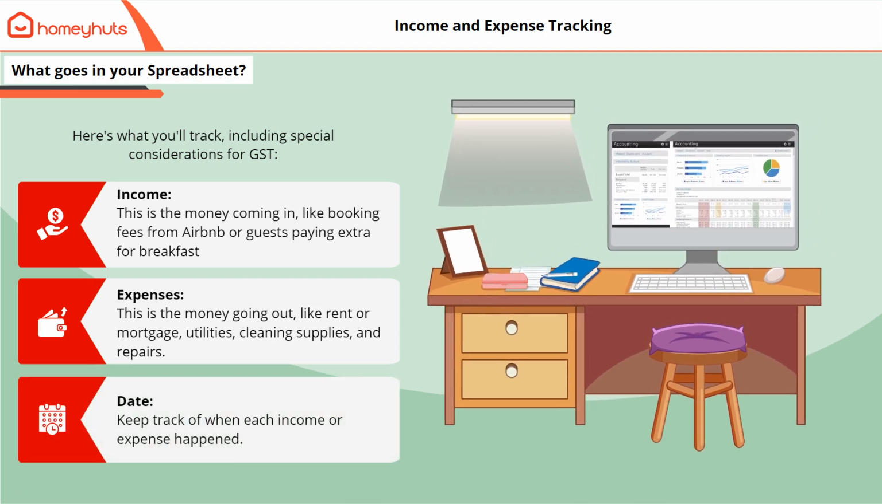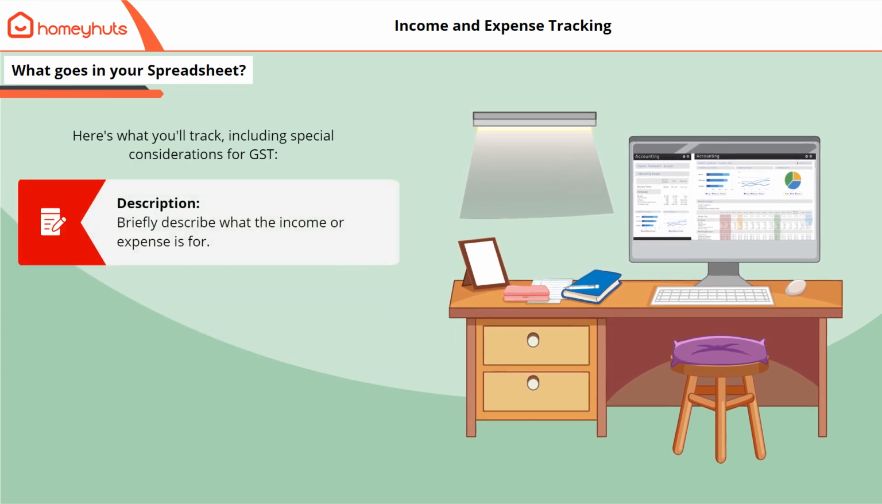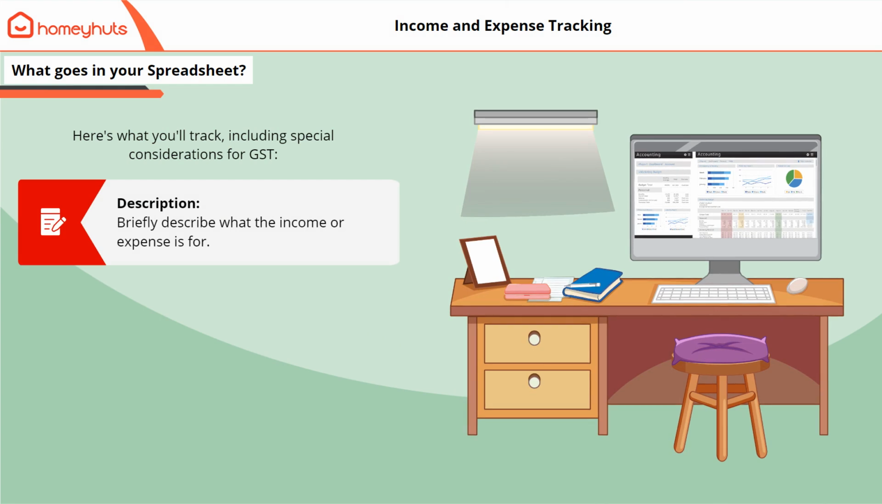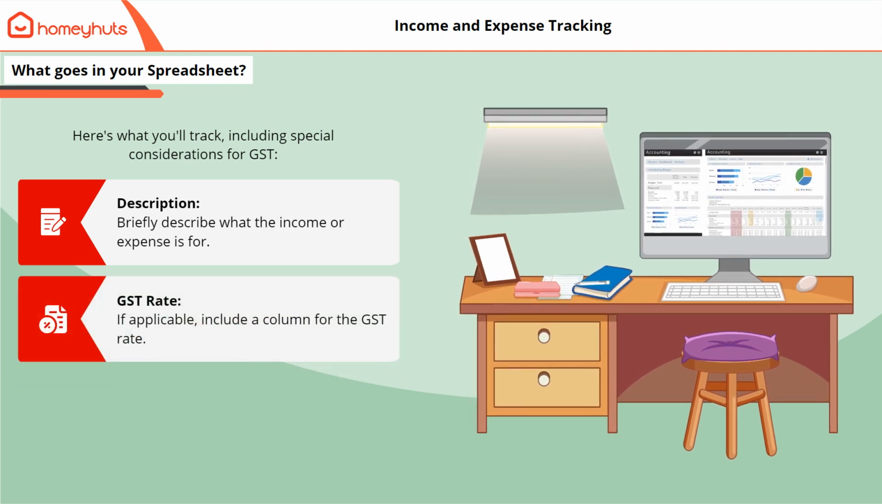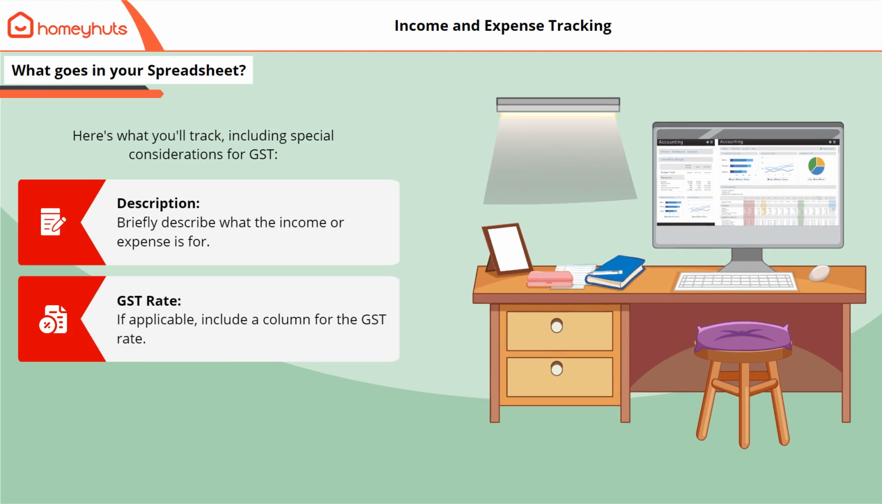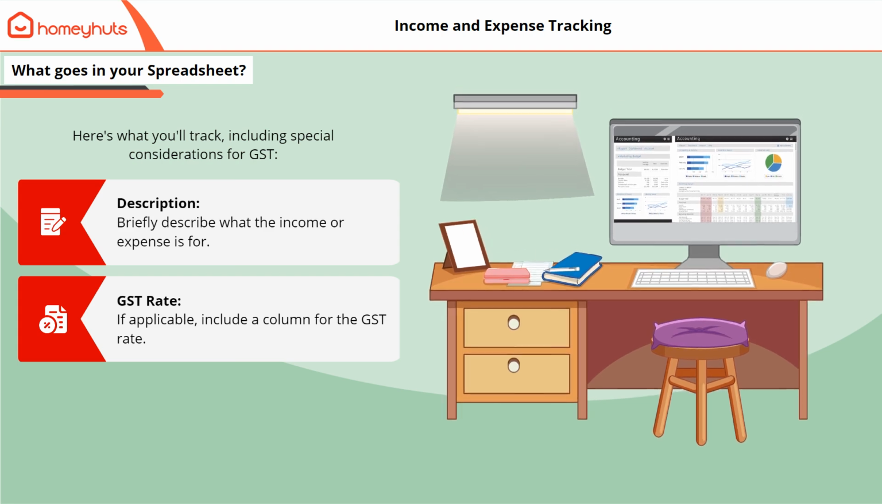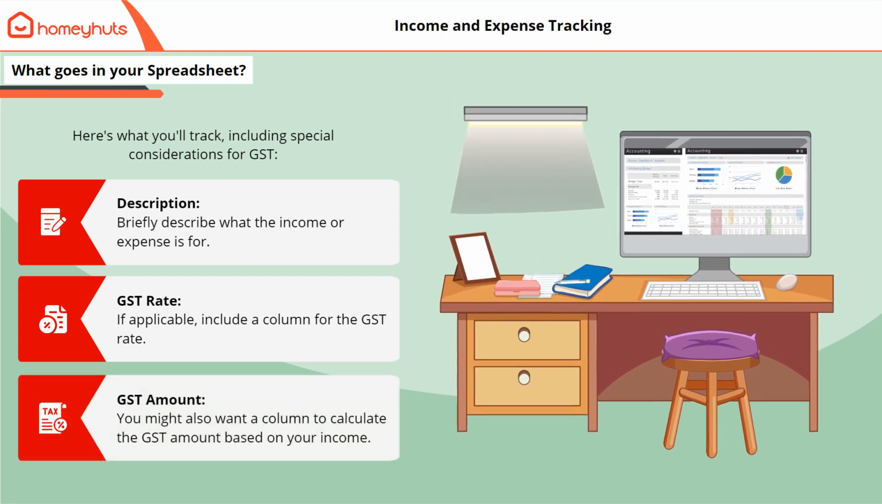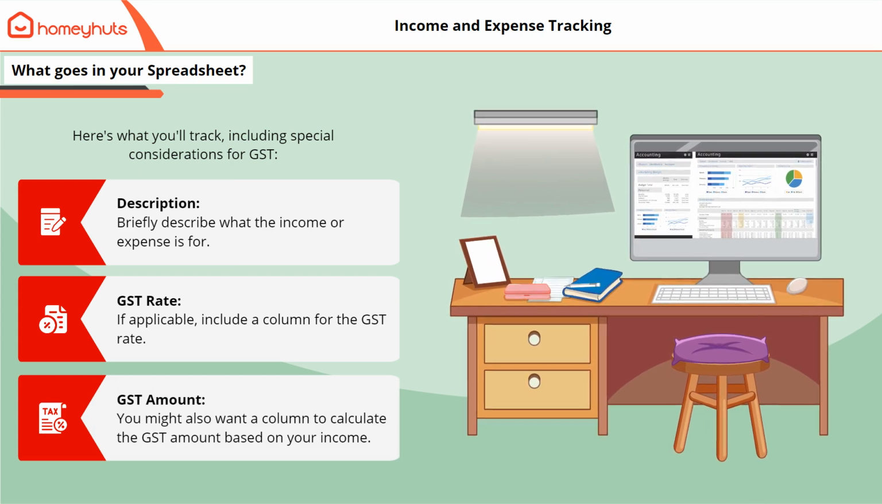Date. Keep track of when each income or expense happened. Description. Briefly describe what the income or expense is for. For example, booking from Smith Family Airbnb or new towels. GST rate. If applicable, include a column for the GST rate. The current rate for homestays is typically 18%. GST amount. You might also want a column to calculate the GST amount based on your income. Consult a tax professional for specific guidance.